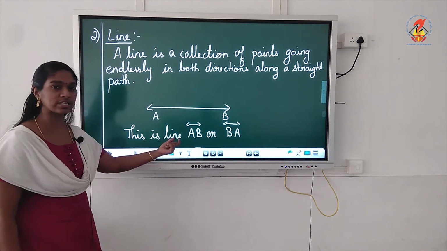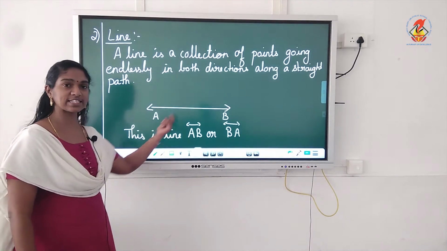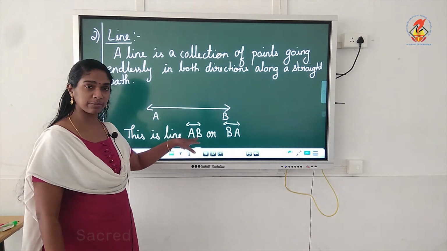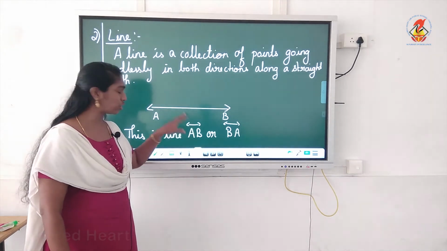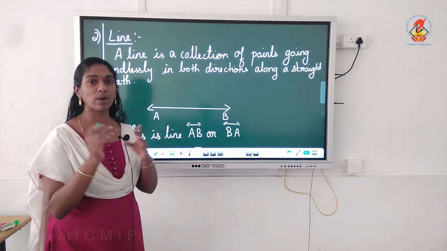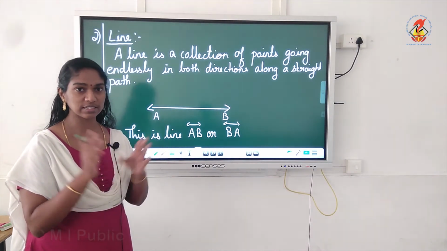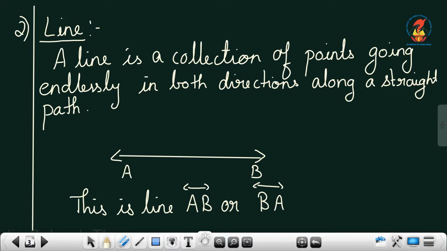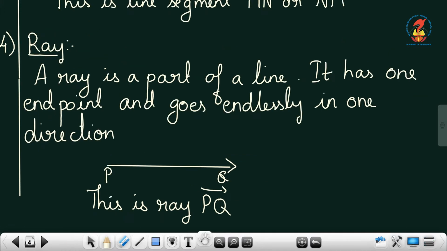And how do we denote this line? You can read this line as AB or you can read it as BA. Write AB, capital letters A and B. On top of it you put a line and two arrows at the end. That represents a line. So, a line is a collection of points going endlessly in both the directions along a straight path.